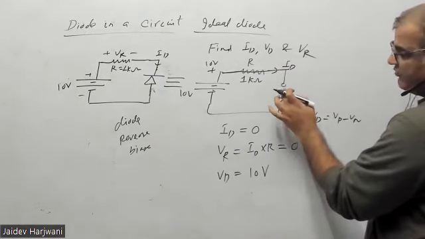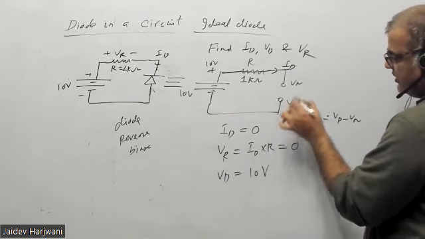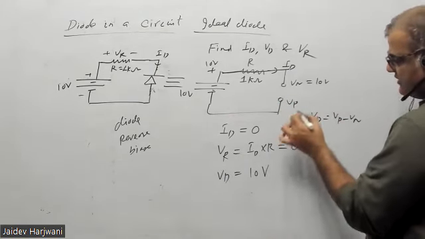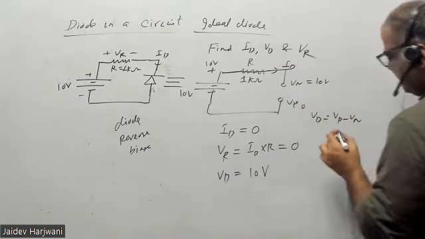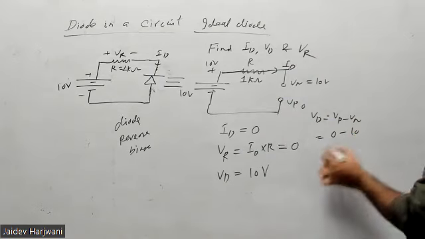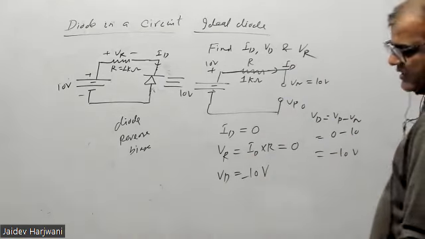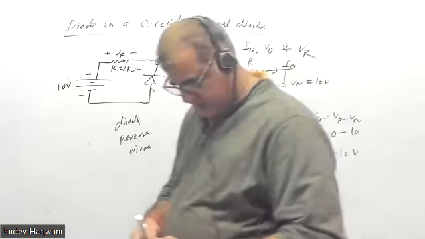So this is your VN, and this is your VP. This is at 10 volt, and this is at 0 volt. So VD will be what? Your VP is 0 minus 10 volt, so that is minus 10 volt. Correct. Very good. The VD is minus 10 volt.